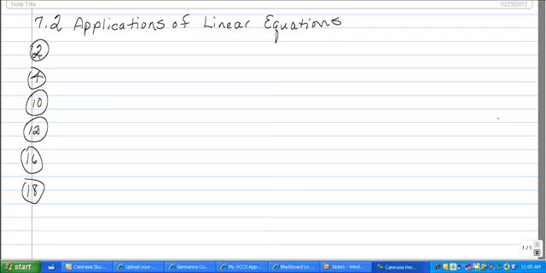Let's take a look at some sample problems from section 7.2 on applications of linear equations. I'm working from the textbook, selecting a few problems from page 301. So we'll start with number 2. It says decide whether each of the following translates into an expression or an equation.